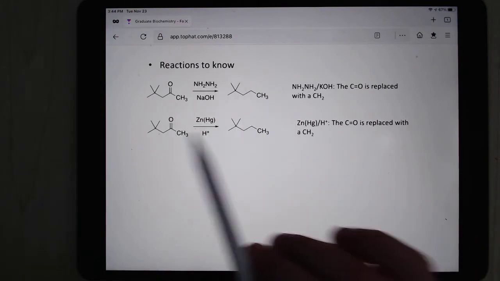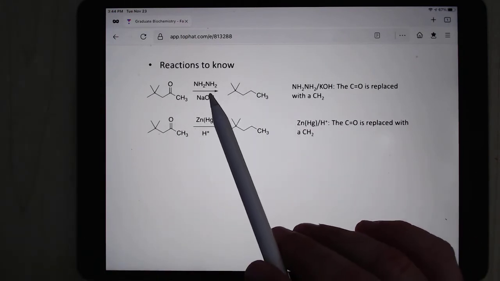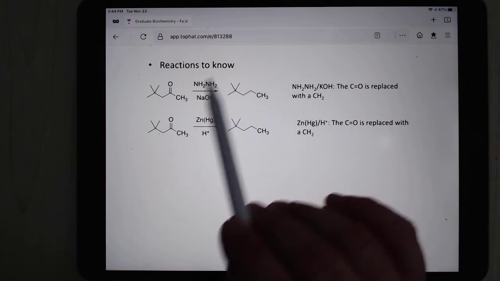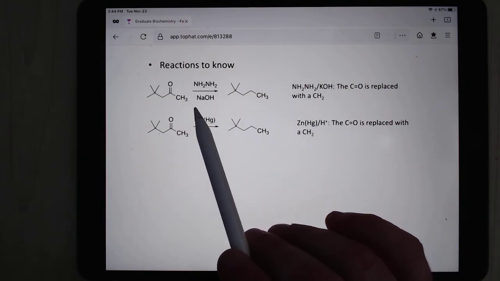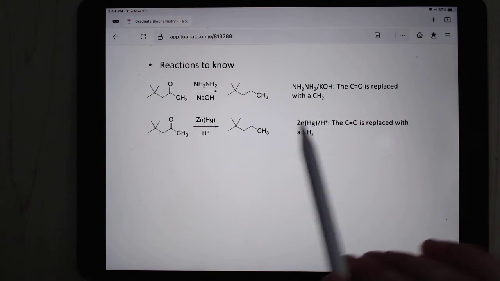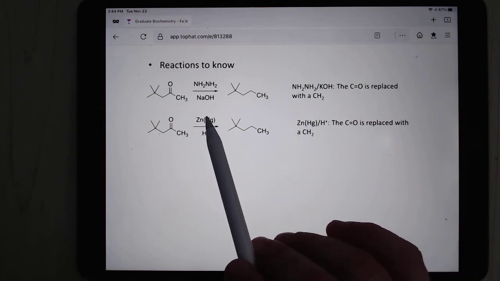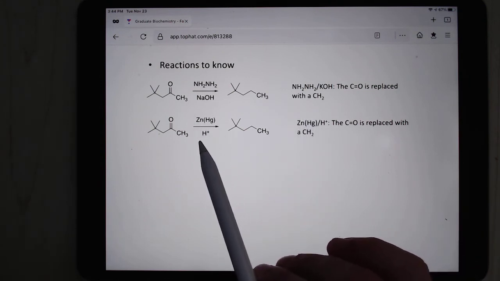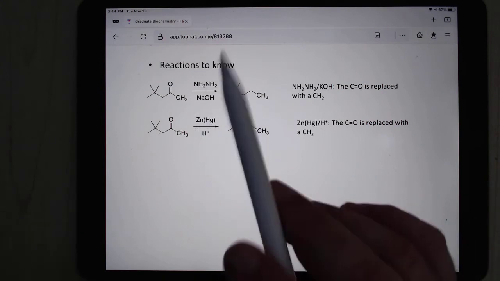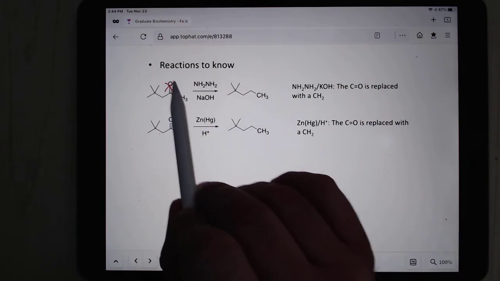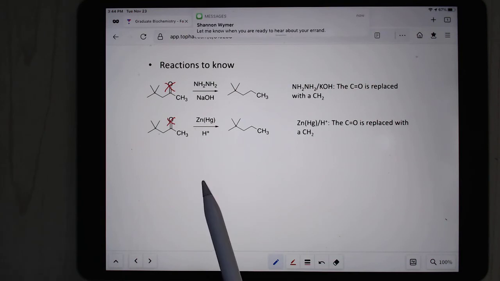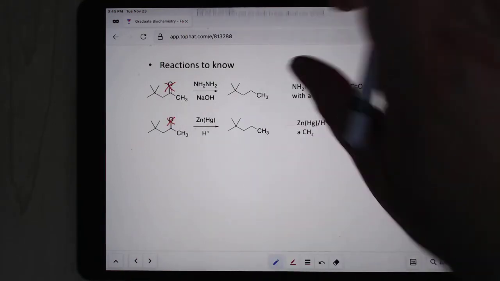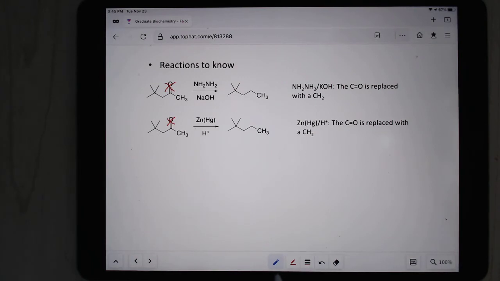Okay. The other ones to do is either the Wolff-Kishner, which uses hydrazine in the presence of base, or Clemmensen, which is zinc-mercury amalgam in the presence of acid. Okay, both of these work the same way in that they just convert that C=O to a CH2. So you just get rid of the carbonyl.